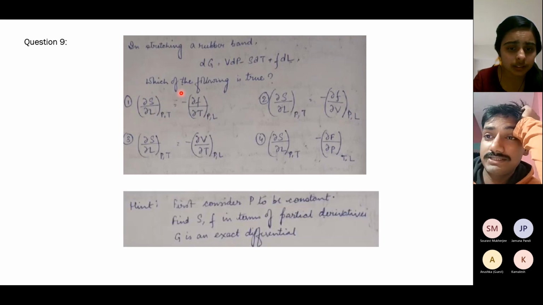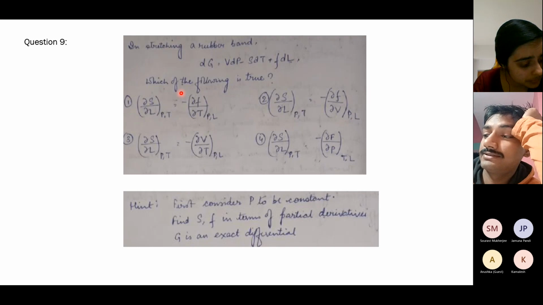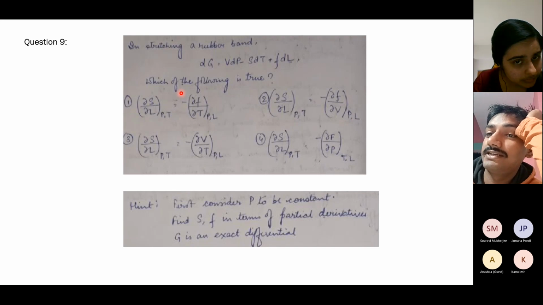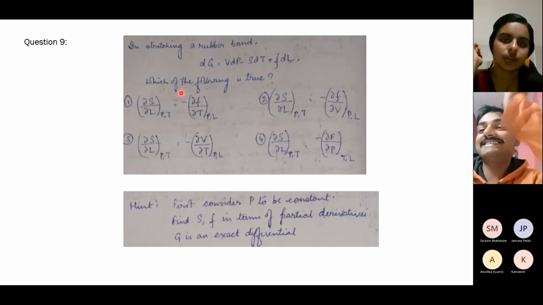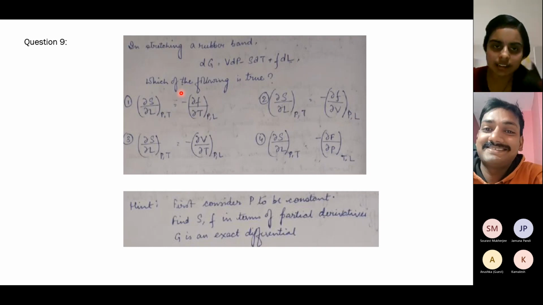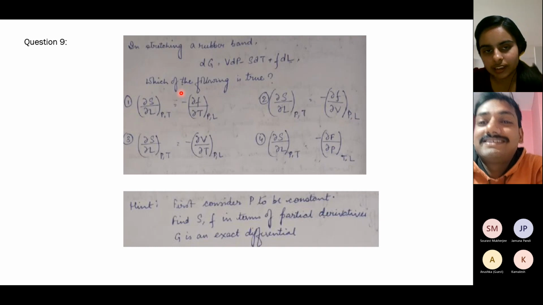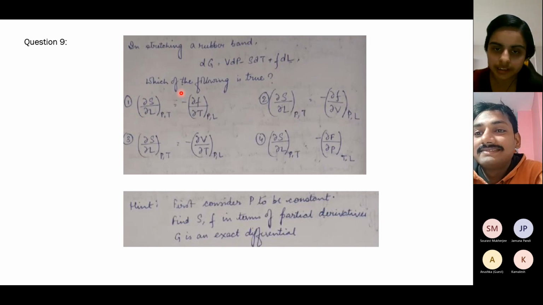Actually, I just rewrote the Maxwell relation and used P and dV in place of F and dL to get the answer. Yes, a shortcut that way will also work out. That's also correct.